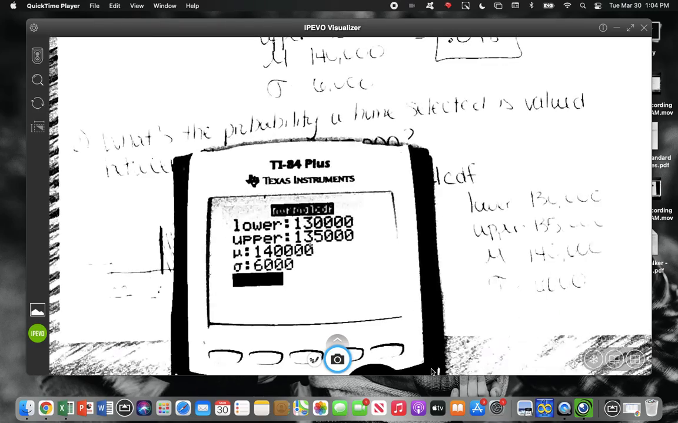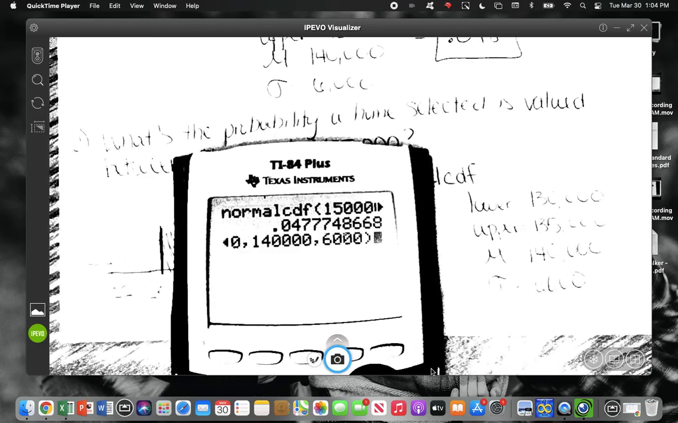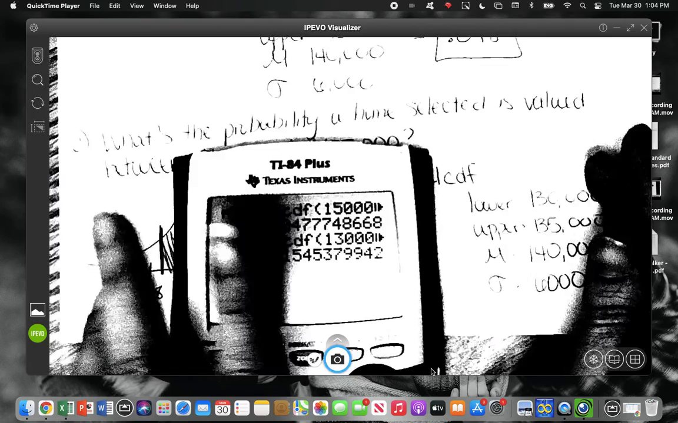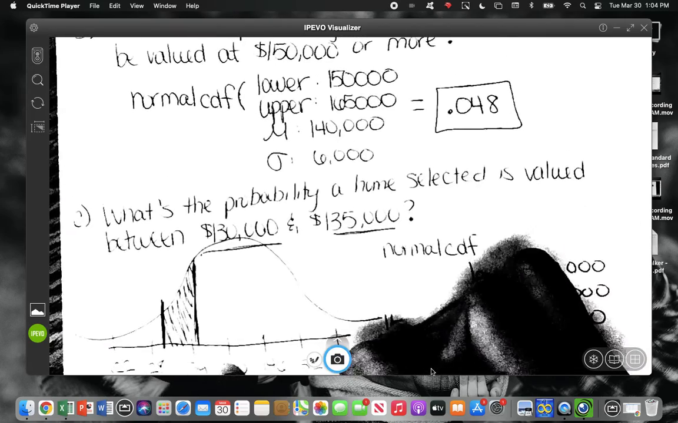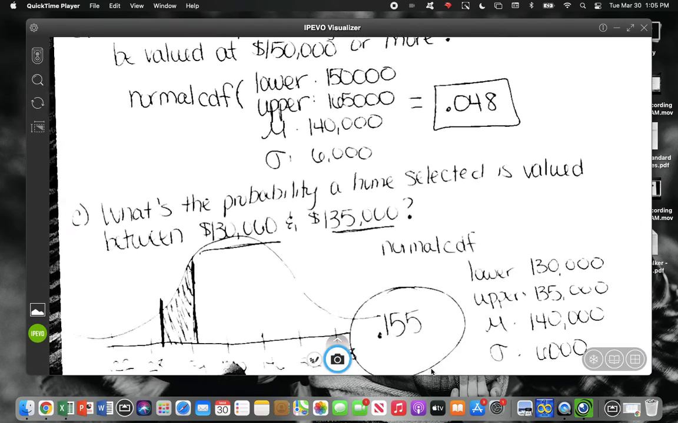Mean and standard deviation didn't change. Did you guys get 0.155? And we got our probability.